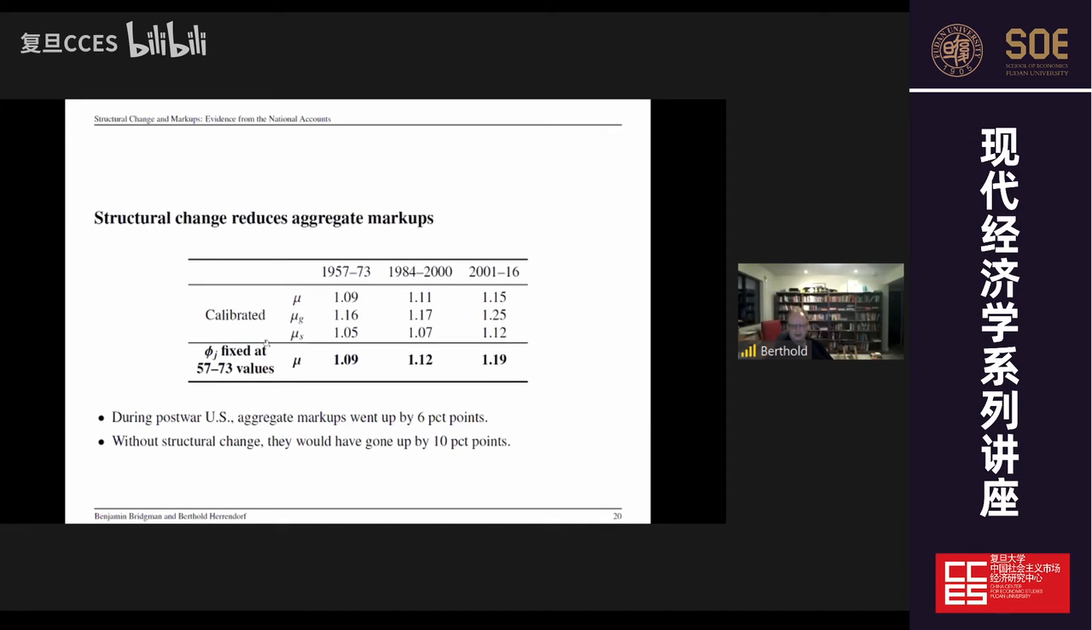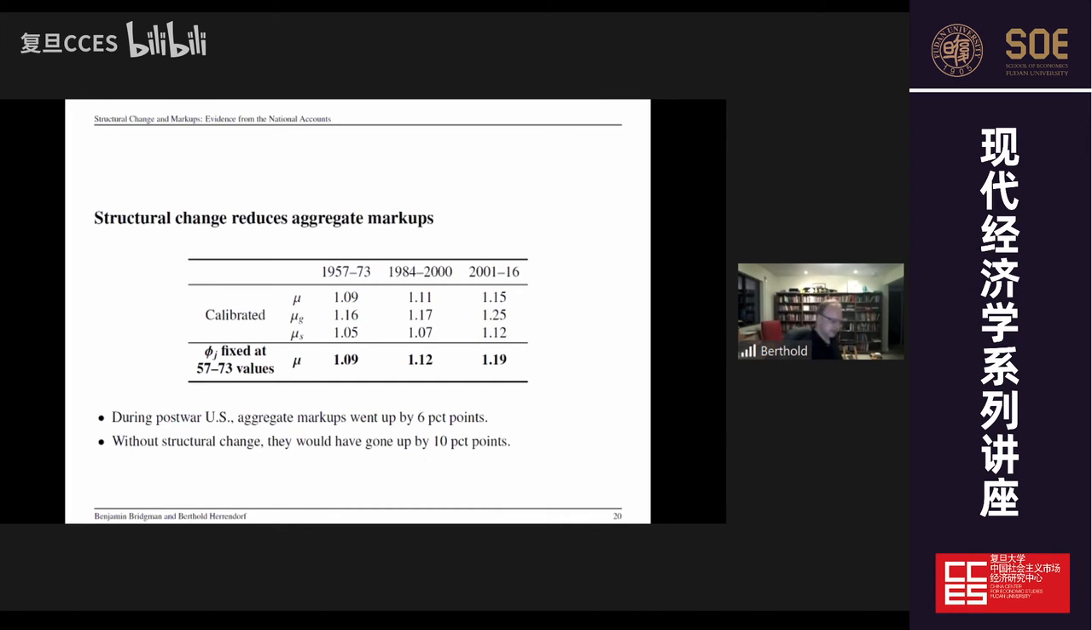Now, if you look at the numbers here, the markups in goods are considerably higher and increased more than they were in services. 17 to 7, 25 to 12. So reallocating from goods to services is muting the aggregate response to differences in markups. And consistent with that, if we shut down the reallocation and just take the fixed 57 to 73 sectoral composition, what we find is that aggregate markups would have been larger in 84 to 2000 by 1 percentage point and larger in 2001 to 16 by 4 percentage points. So they would have gone from 12 to 19 percentage points instead of 11 to 50. Okay, so it's a considerably larger increase.